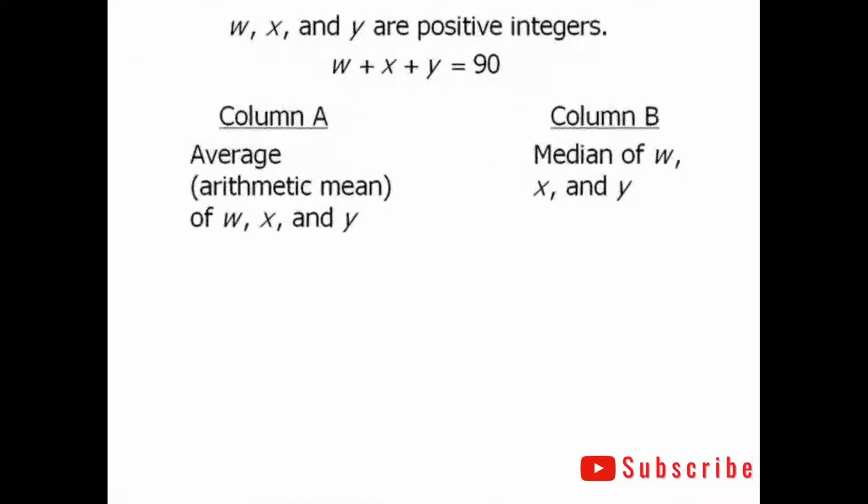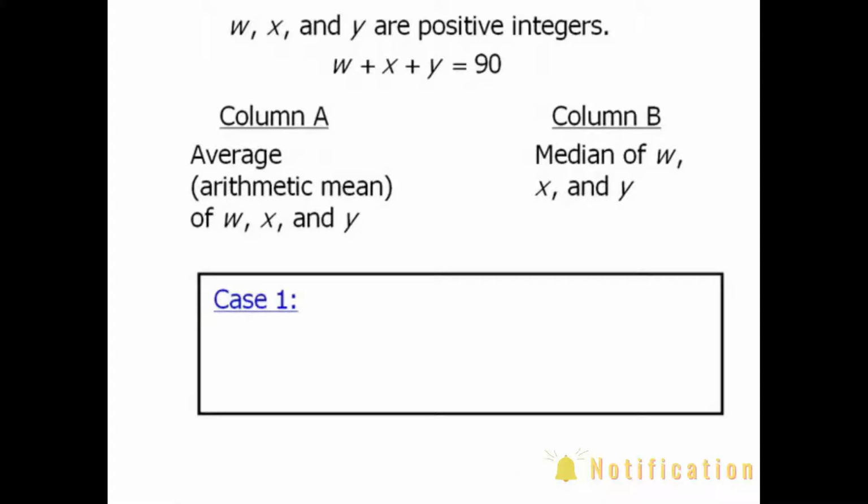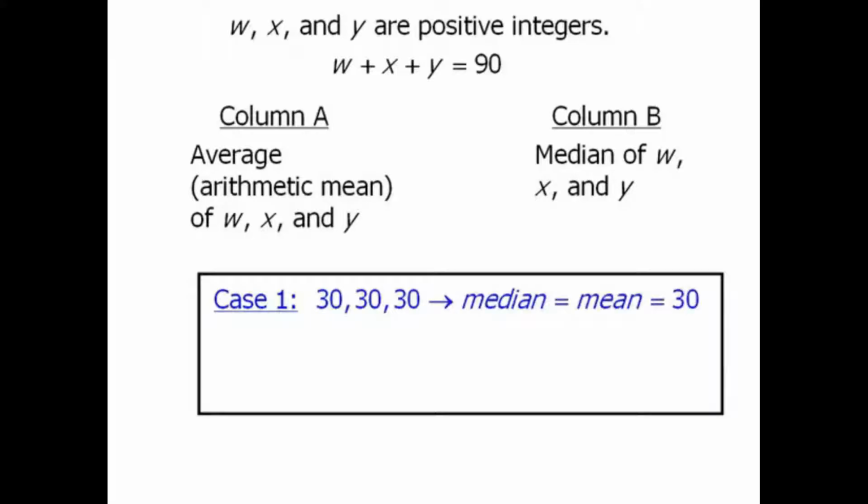Okay, to solve this question, I'm going to find conflicting sets of values for W, X, and Y. Now when using this technique, it's often useful to begin by looking for values for the variables such that column A equals column B. Now notice that if we let W, X, and Y each equal 30, then the mean and median of these three values is equal to 30. So in this case, column A is equal to column B.